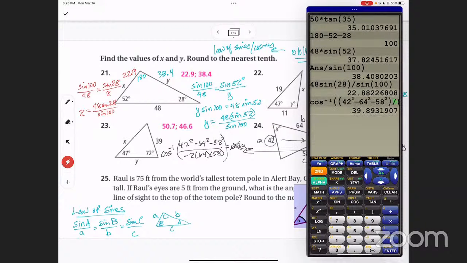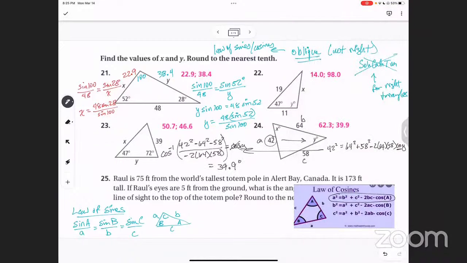And there's my answer, 39. So that's the degrees, right? 39.9 degrees is what Y equals. Now, what should I do to find X?